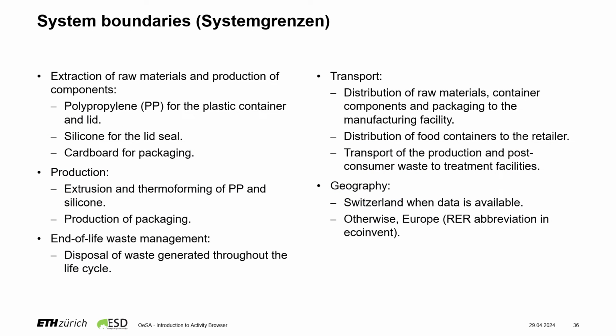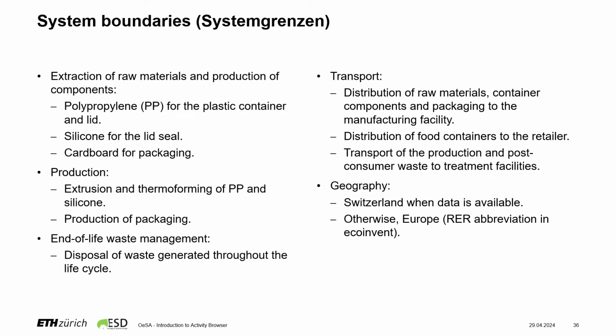So the system boundaries are as follows. For the extraction of raw materials and production of the different components of the food container, you have polypropylene for the plastic container itself and its lid. You have silicone for the lid seal, and you have cardboard for packaging. For the production, there are extrusion and thermoforming of the polypropylene and silicone, and you also need to produce the packaging. For the end of life, we will dispose of all of the waste generated through the life cycle of the food container.